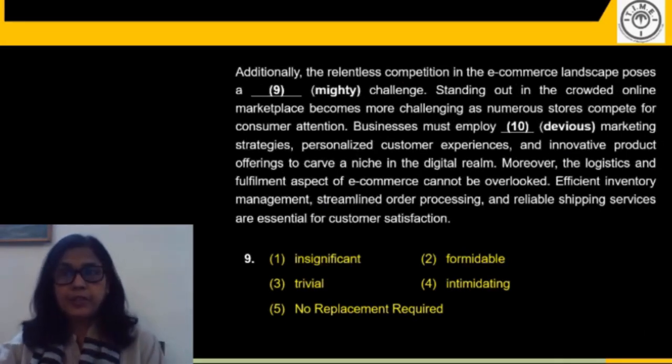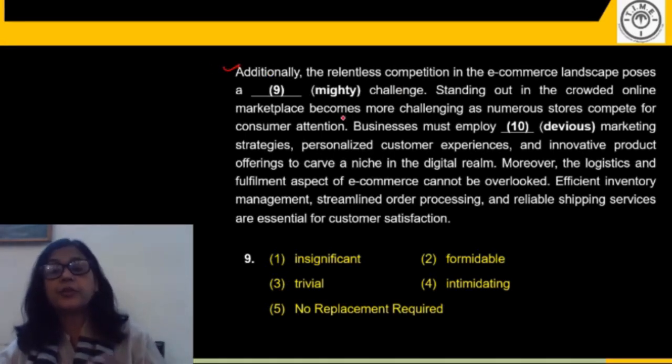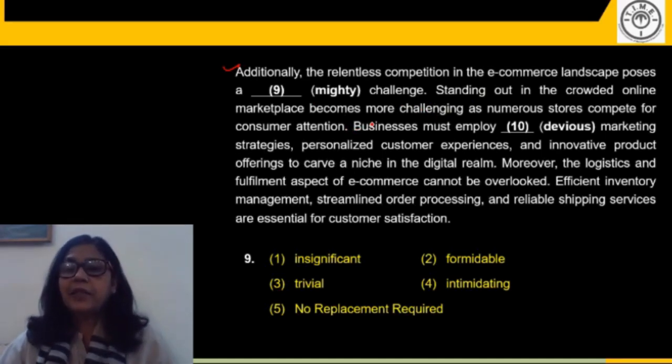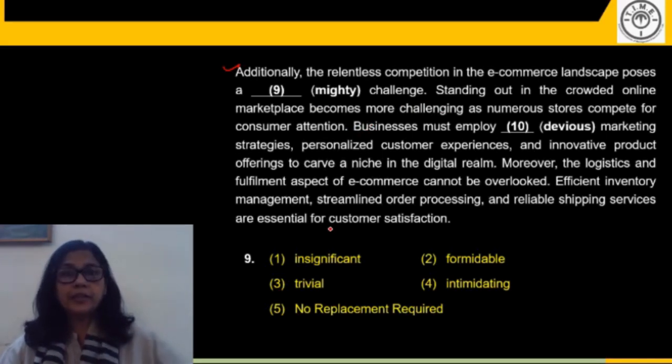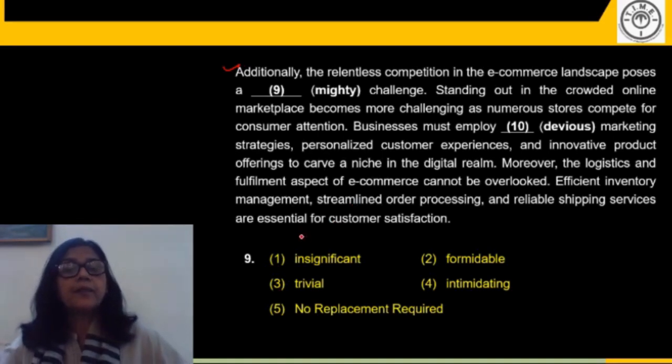Now let us proceed further here. Additionally, the same paragraph continues. Additionally, the relentless competition in the e-commerce landscape poses a dash challenge, poses a big challenge. That is what we want, right? Yes. So mighty, yes, it does mean big also, but there are other words which may be better suited. So we have to check out the other words.